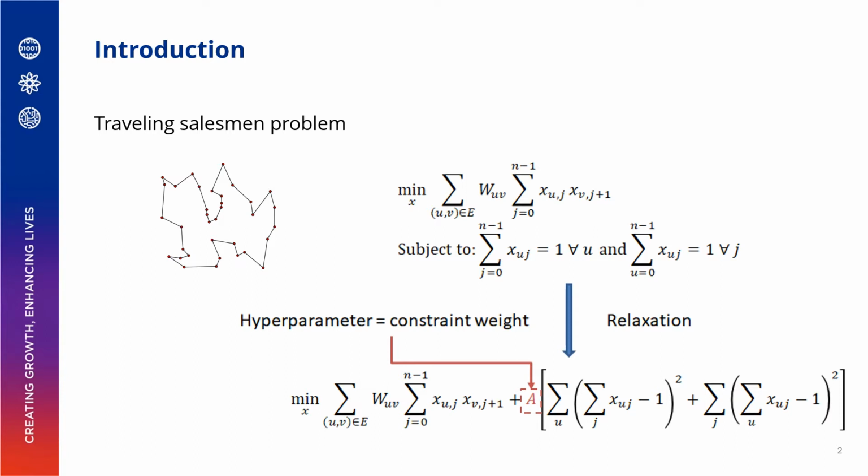Given a list of cities and the distance between each pair of cities, TSP asks what is the shortest possible route that visits each city exactly once and returns to the original city.